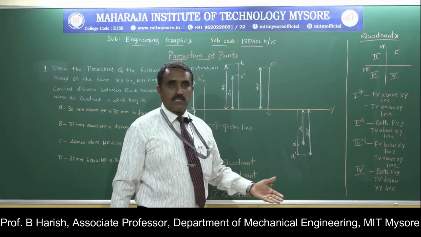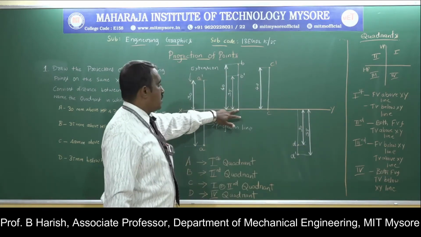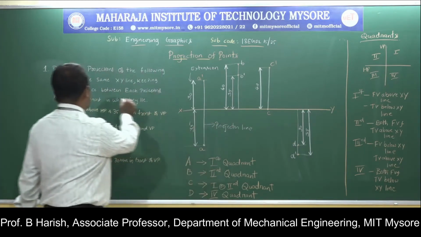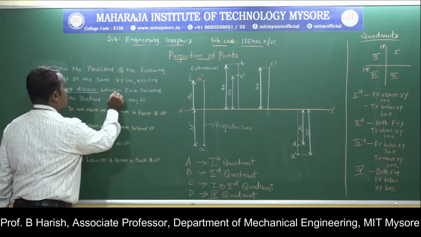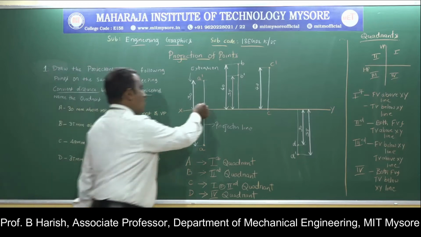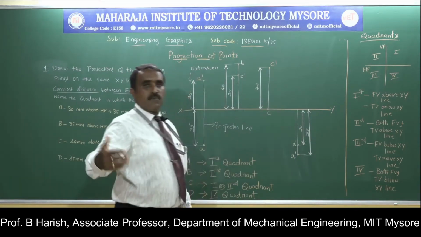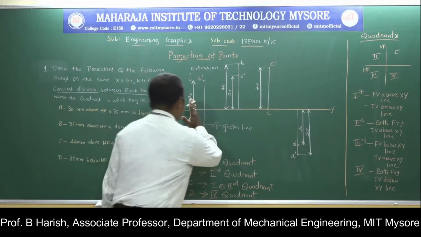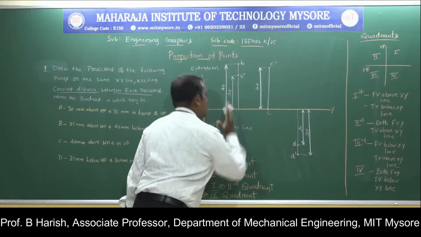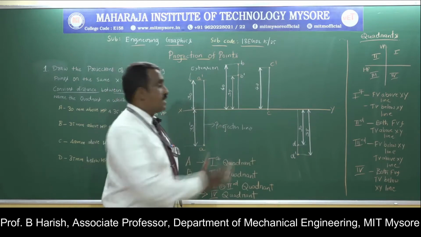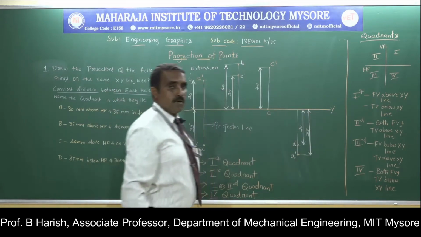Now how to draw the projections? One more thing mentioned here is taking a convenient distance between each projector. This is the first projector, this is the second projector, third projector, fourth projector, since I am drawing the projection of 4 points. From this projector to this projector, you take any convenient distance. That should be the same throughout the problem.